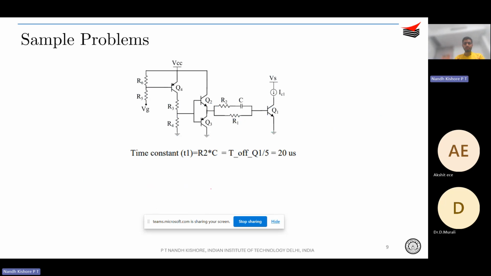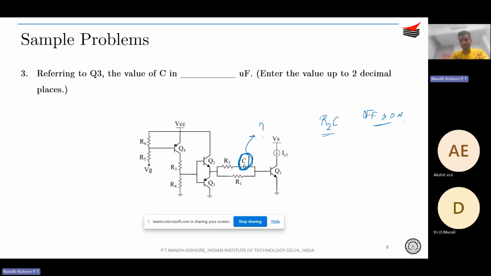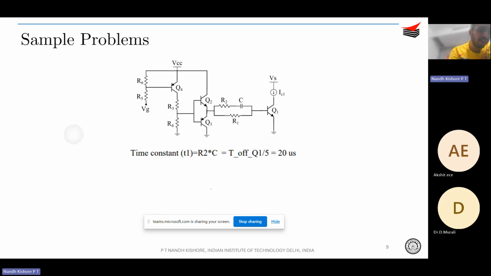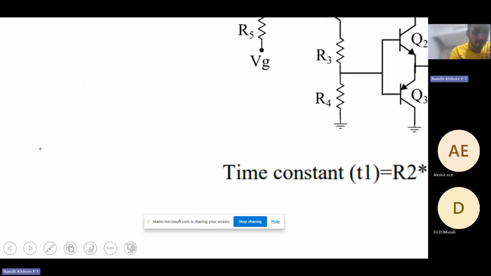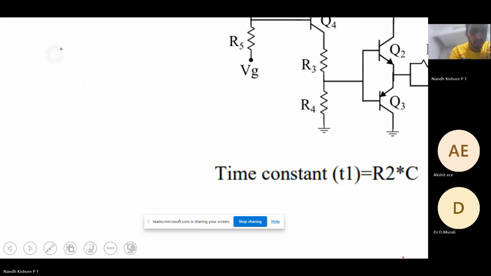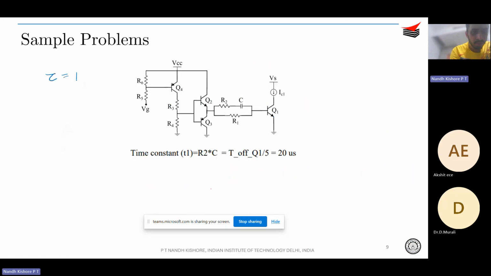Right. So first of all, for any RC circuit, you know that the time constant tau is equal to RC, right? And in this case, it is R2 into C. That is one expression, right?